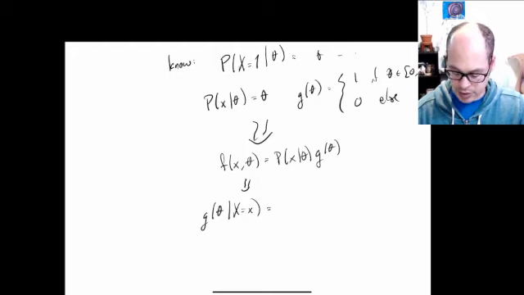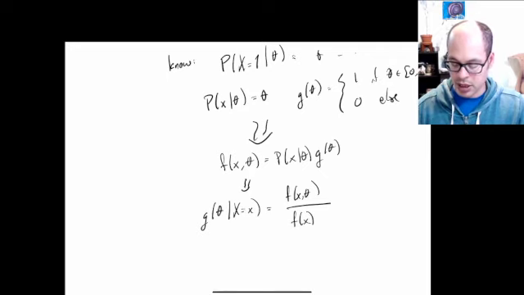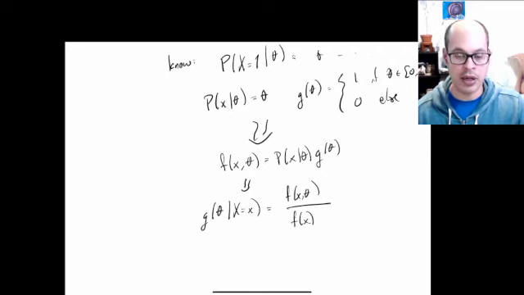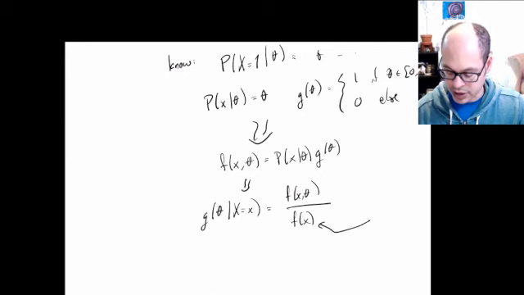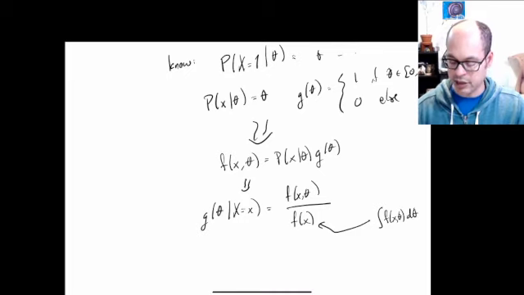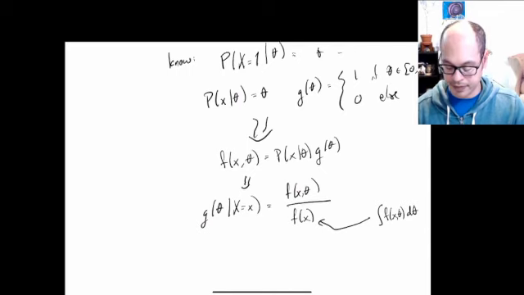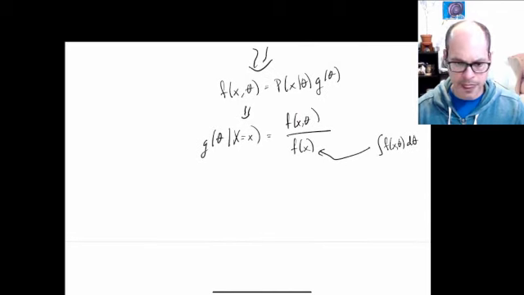So what is it? It should be the joint density divided by the marginal density for x. So this is the integral over the thetas, f of x theta d theta for that particular value of x. Okay.